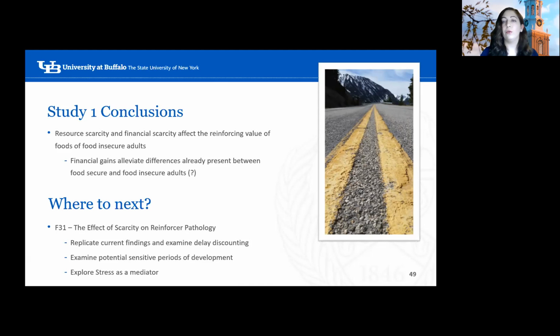I walked away from these 2 experiments with good evidence that resources and financial scarcity affect the reinforcing value of food among those already suffering from food insecurity. This data formed the preliminary data for my grant, and along with my co-sponsors, Drs. Epstein and Temple, we pitched this idea to NIDDK that I would look further into this by adding in delay discounting and examining children and adolescents during potentially sensitive periods of development. I also suggested looking at stress as a mediator, and I'll talk more about that for study 3.